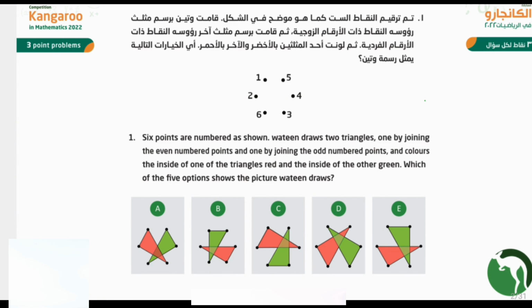Okay, so let's at first draw the triangle between the odd numbered points. If we connect these 2 points, 1 and 5, and now 3, we will obtain this green triangle. Now let's connect the even numbered points. So here we have 4 and 6 and 2, like this. And if we now compare this figure with the answers, we will see that E is the correct answer.